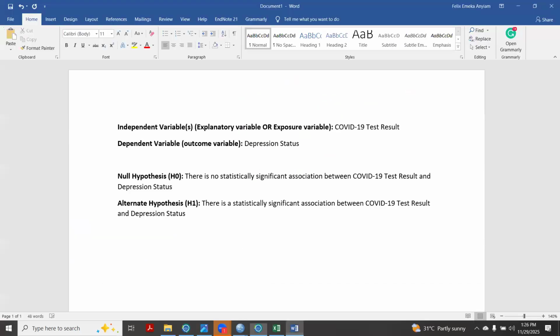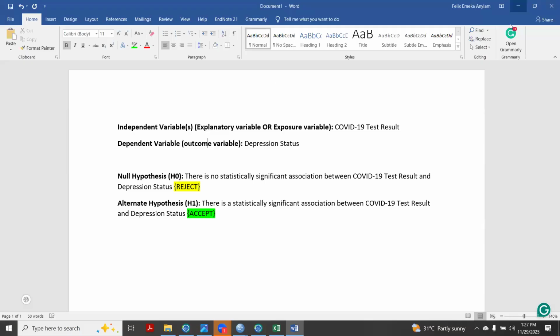So if we go back to our null hypothesis that says there is no statistically significant association between COVID-19 test result and depression status, we are going to reject this null hypothesis. We are going to reject it. Why are we rejecting this null hypothesis? Because our p-value was statistically significant. So we are going to reject the null. We're going to accept the alternate hypothesis, because based on our p-value, we can see that there's a statistically significant difference.